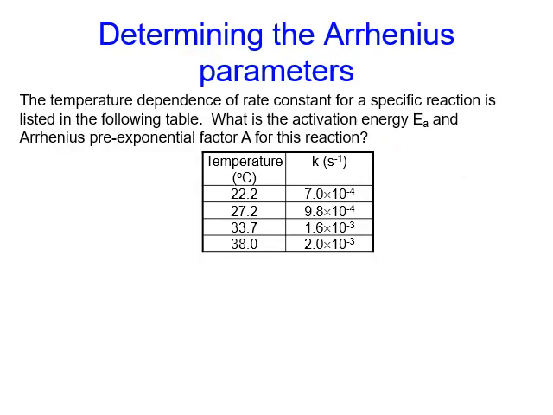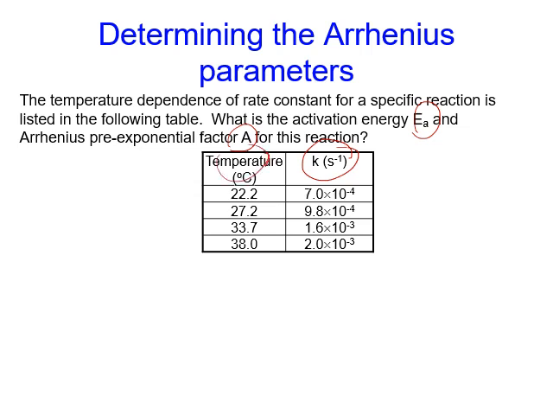Example: the temperature dependence of the rate constant for a specific reaction is listed below. What is the activation energy and the Arrhenius pre-exponential factor A? So we want to find EA and A for the reaction. This is the experimental data, the rate constant measured at different temperatures.